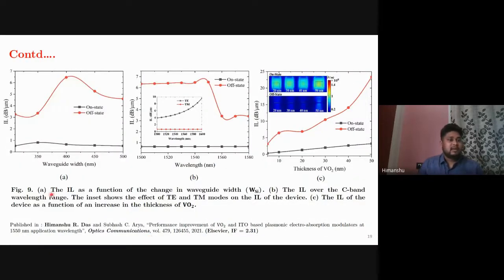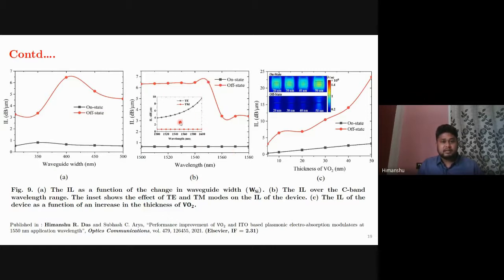So here in figure 9, we can see the insertion loss versus the waveguide width. Here we can see that maximum insertion loss is observed around 400 nanometer. Therefore, we have chosen 400 nanometer as the waveguide width for our device. Also, here IL for our device over the entire wavelength range from 1500 to 1580 nanometer is shown. However, since we are using the application wavelength of 1550 nanometer, at 1550 nanometer we are observing the performance in terms of this off-state and on-state.